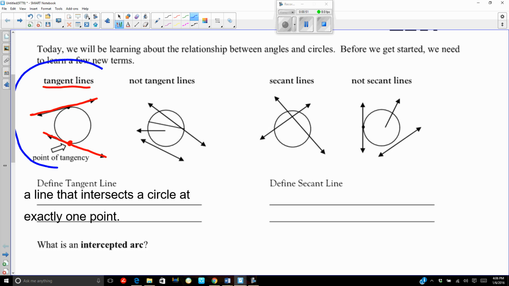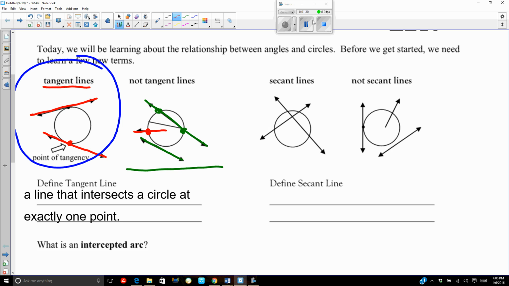So these are examples of tangent lines. And then right next to it, these are examples that are not tangent lines. And as you can see why, this line right here never intersects the circle. This line right here in green intersects the circle at 2 points. And then this last case, this intersects the circle at 1 point. So why is it not a tangent line? Because it's not a line. It's only going one direction. A line, of course, goes both directions infinitely. So a tangent line is a line that intersects a circle once.